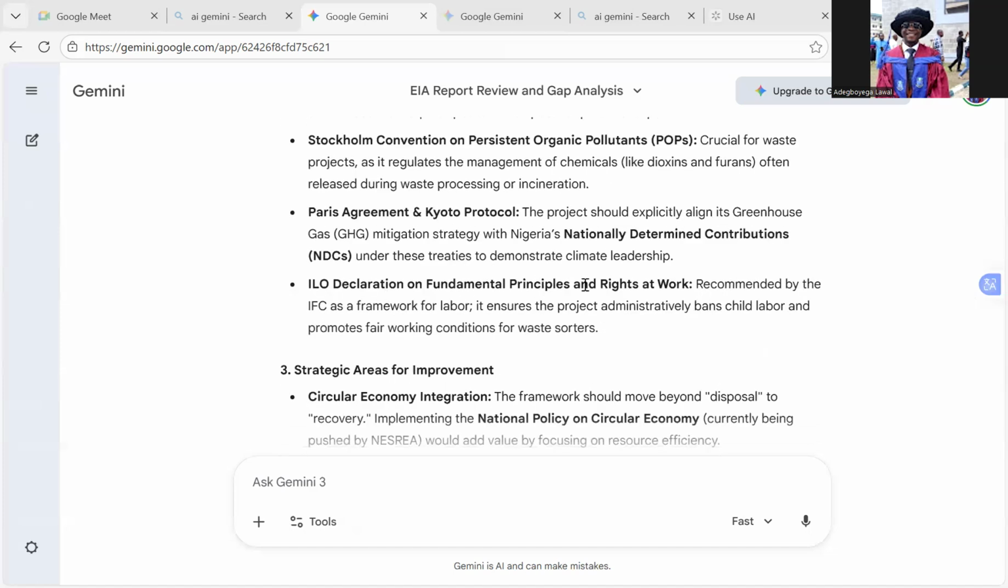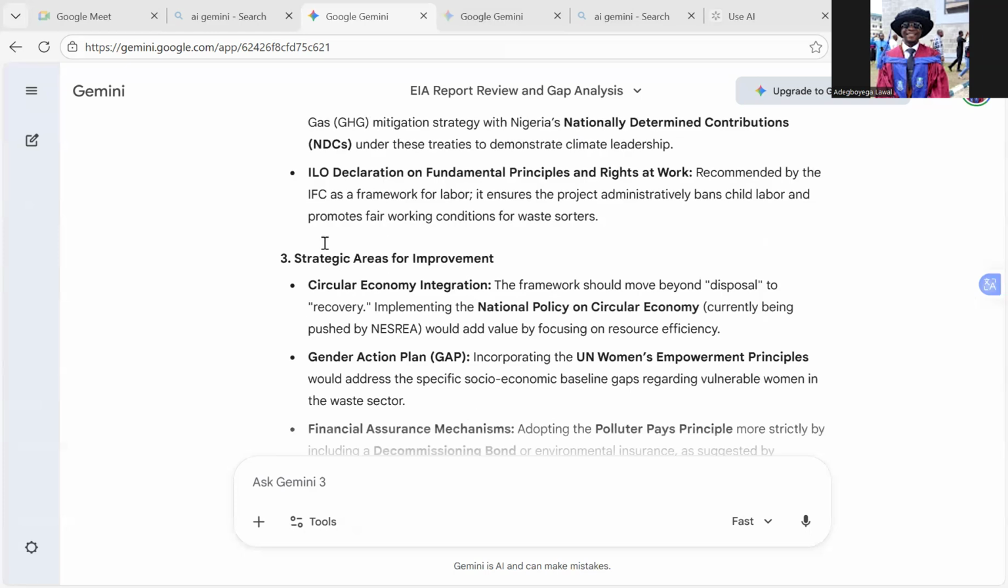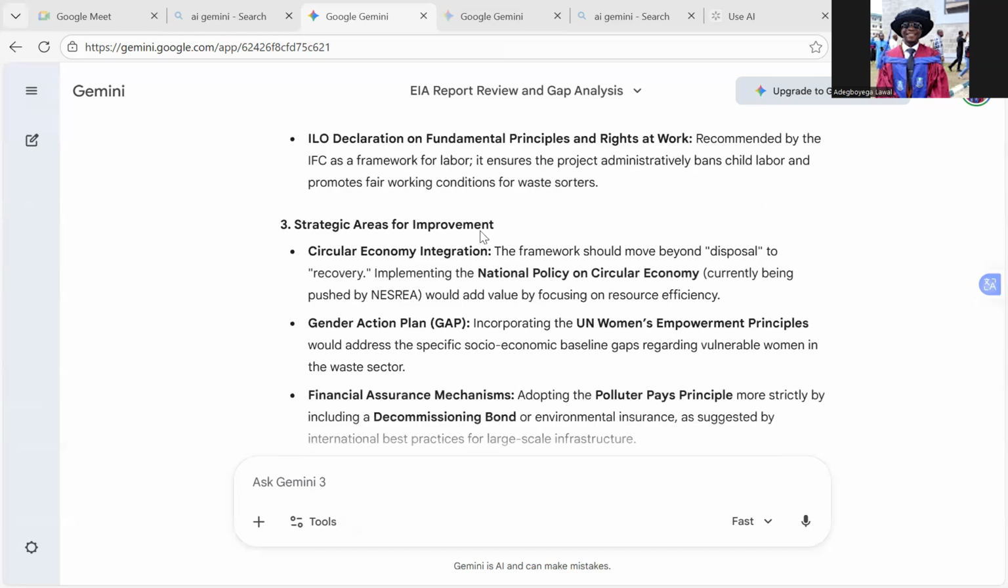ILO Declaration of Orlando. So these are areas you can just add and say, update this report with the following legal and administrative framework to enhance the quality of the report. So it's very, very important to have this. So for strategic areas of improvement, this might not be for the report, but might just be for strategic internal use from the department. Circular economic integration, gender action plan. This might be necessary for building conditions for approval. I think the IMM unit might be interested in this.